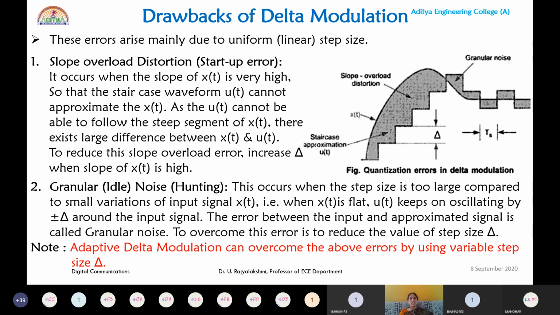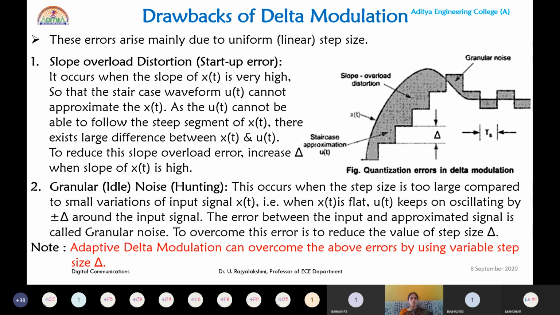Because of x of t, we cannot expect that the slope is high at some instant, and sometimes it may be flat. Whenever this happens for the x of t magnitude, our u of t staircase waveform cannot approximate x of t. So the signal to noise ratio is poor in that case. So delta modulation has poor SNR compared to PCM. But what is the advantage of delta modulation? We can reduce the bandwidth.